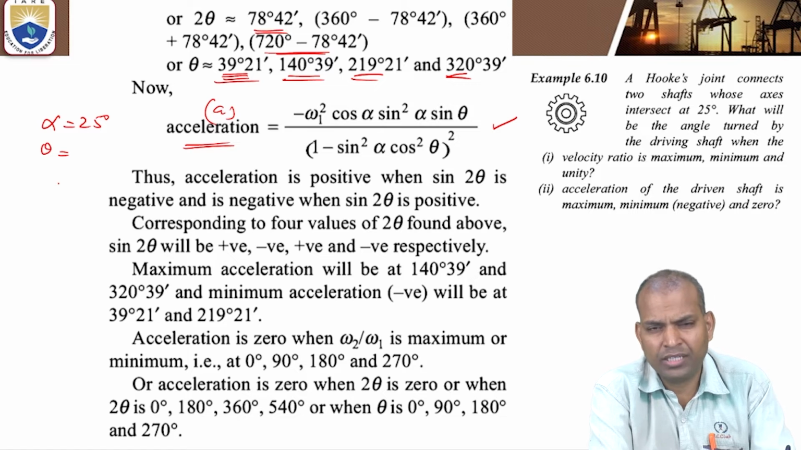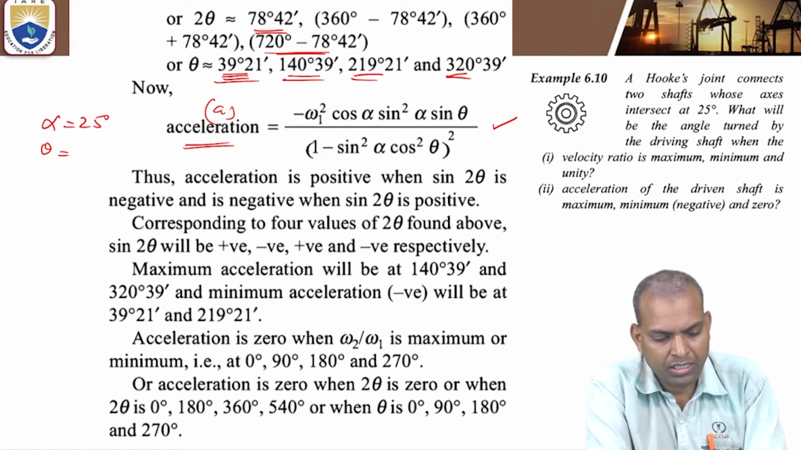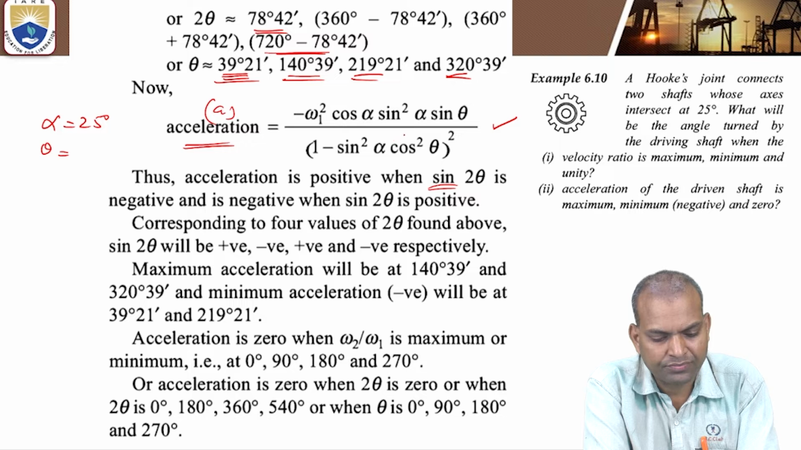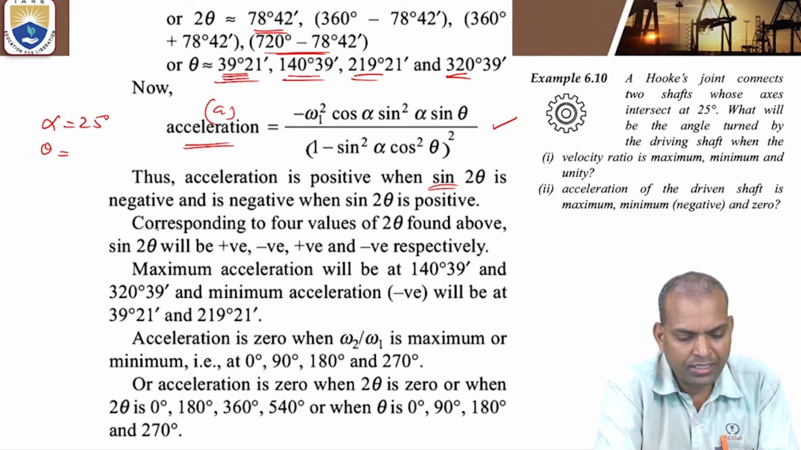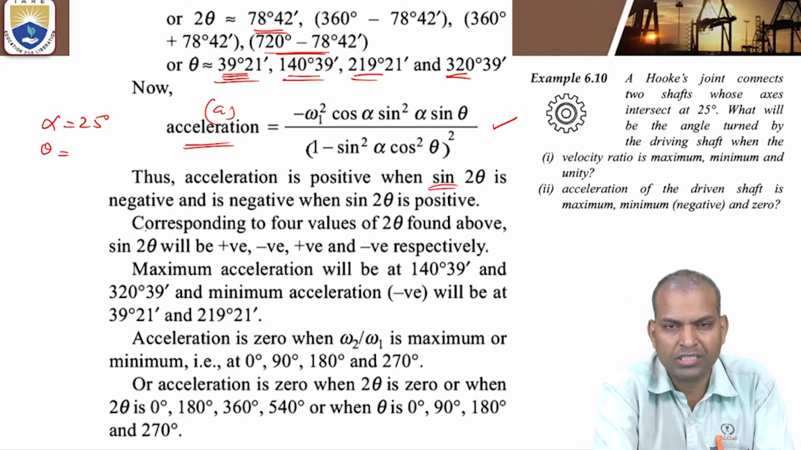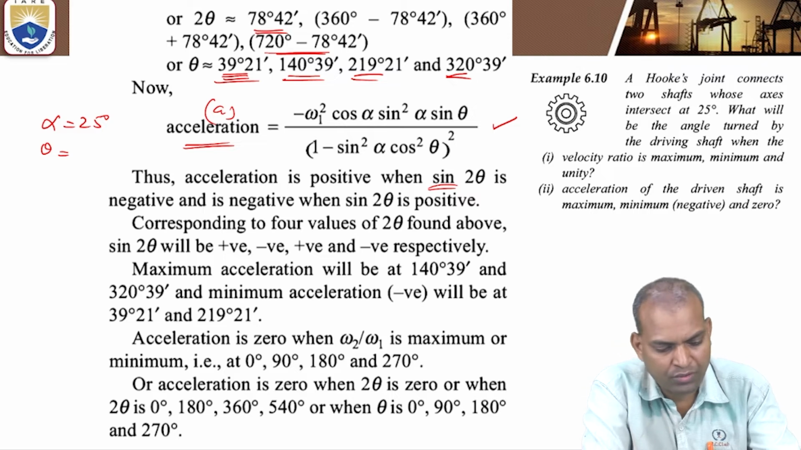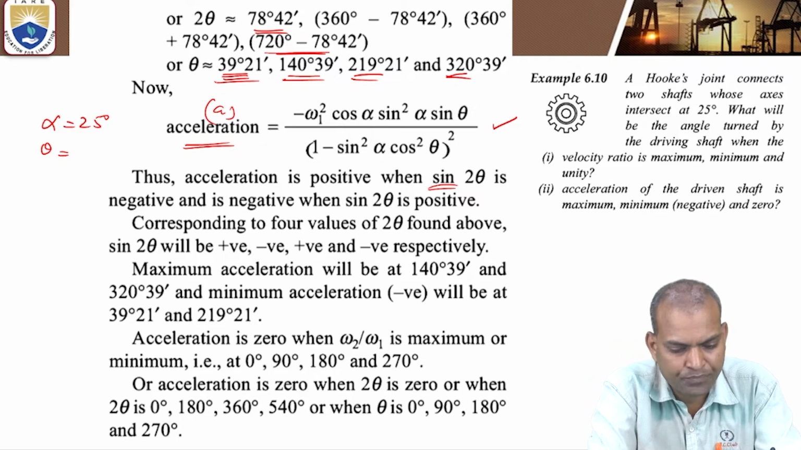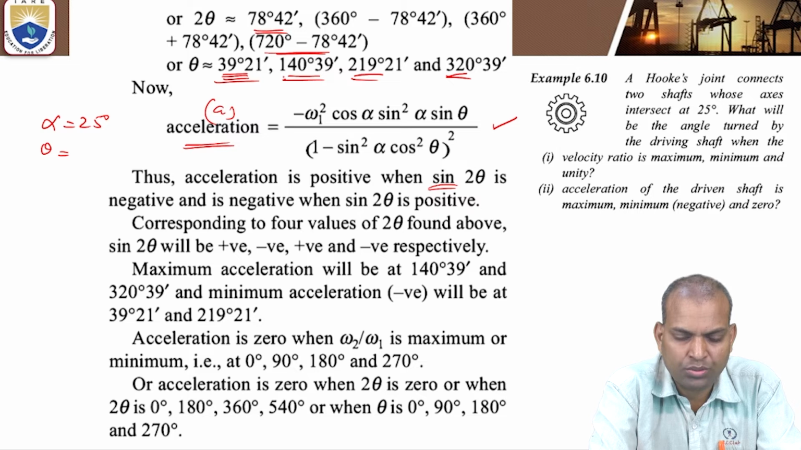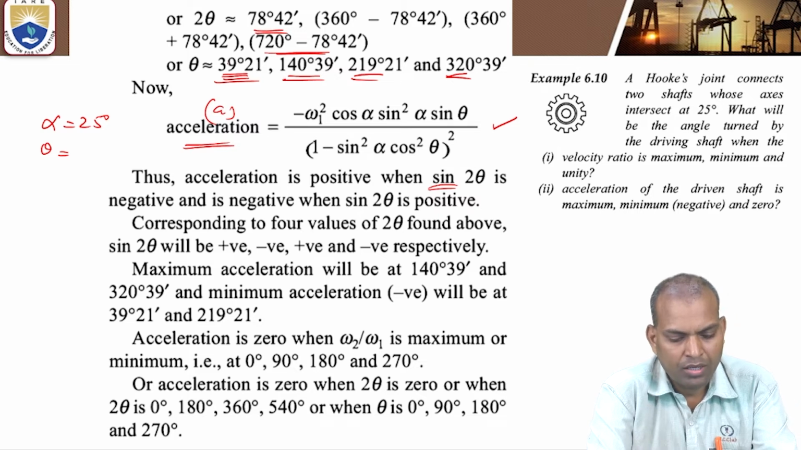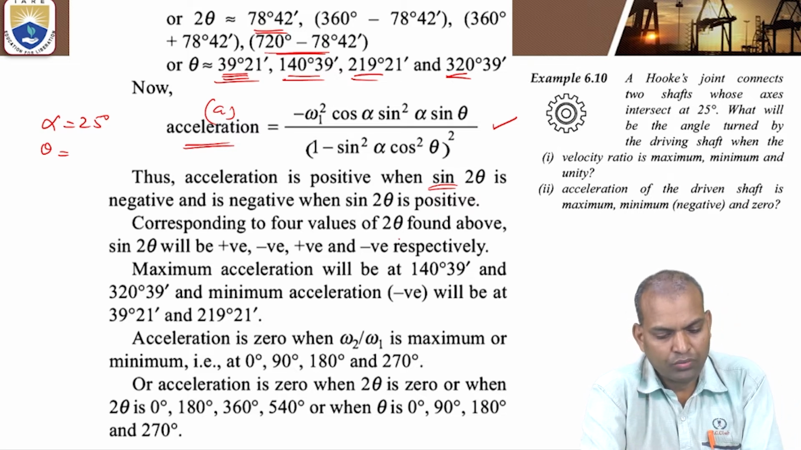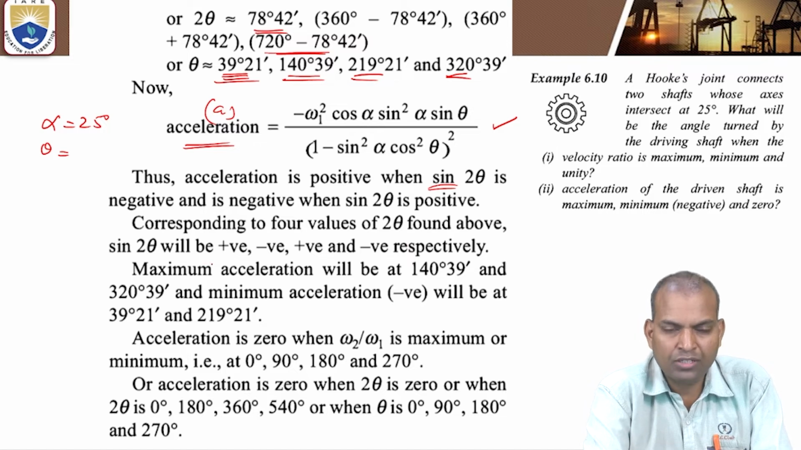So the acceleration is positive when sin 2 theta is negative, and it is negative when sin 2 theta is positive. Why is it so? Because minus into minus get cancelled, then it becomes positive, and when it is positive it becomes negative. So corresponding to these four values of theta, that is 39 degrees, 140, 219, and 320, we can find out either positive or negative values.